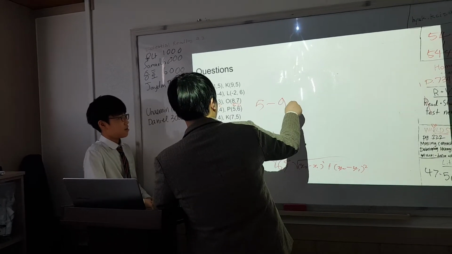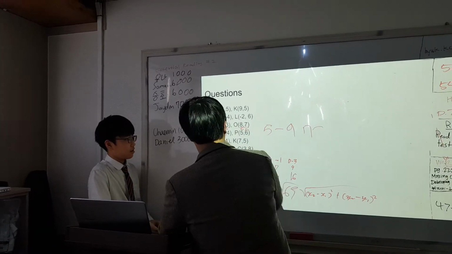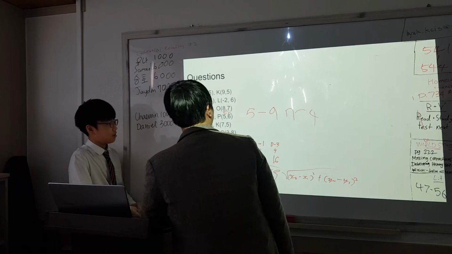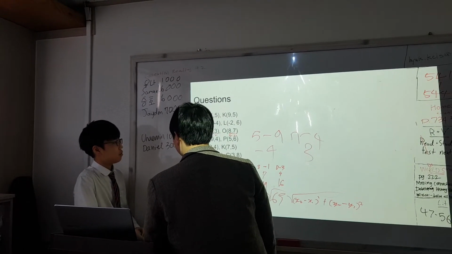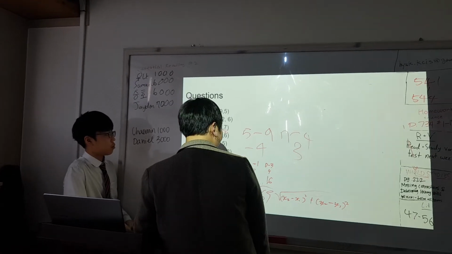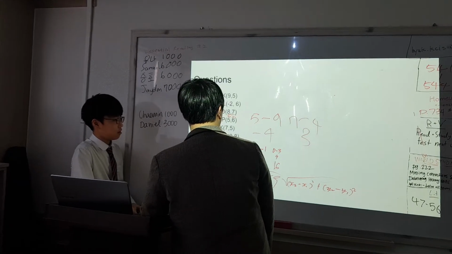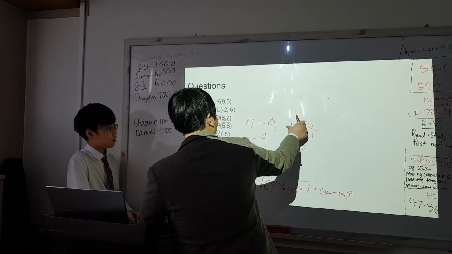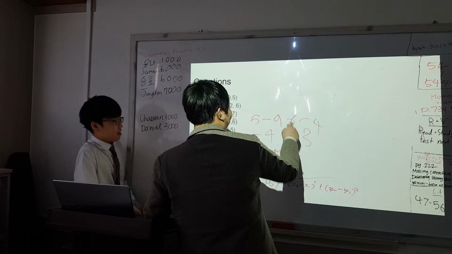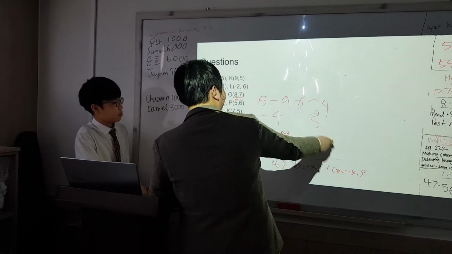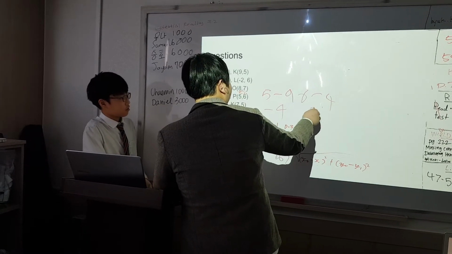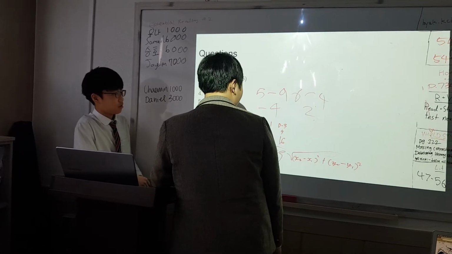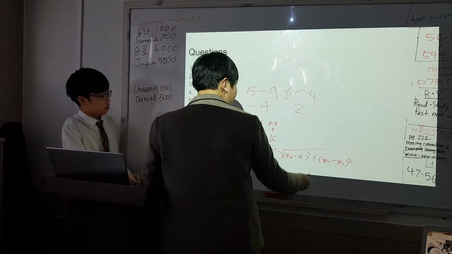Four, and then 3 minus 4. Why is it 7? Why is it 7? Yeah, 6. Then you should do square. Square before adding. Square.